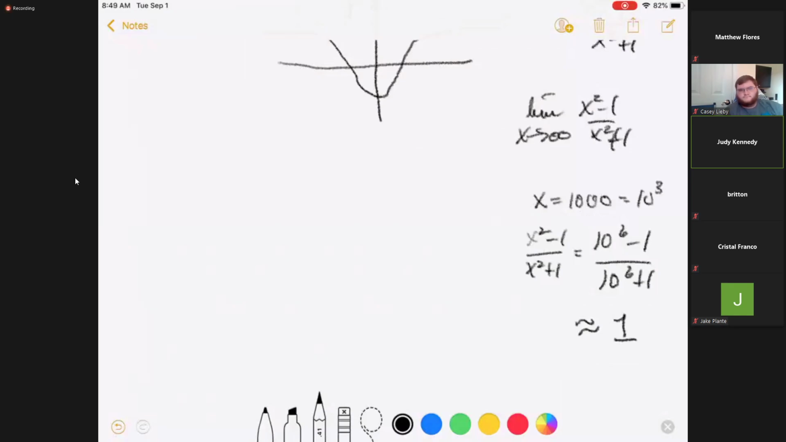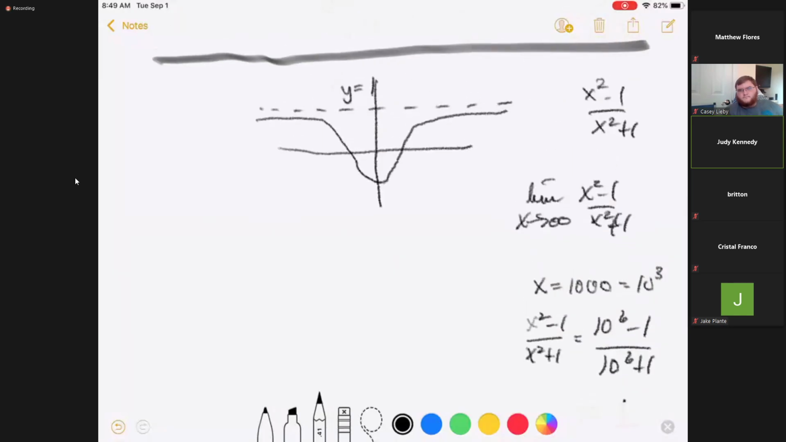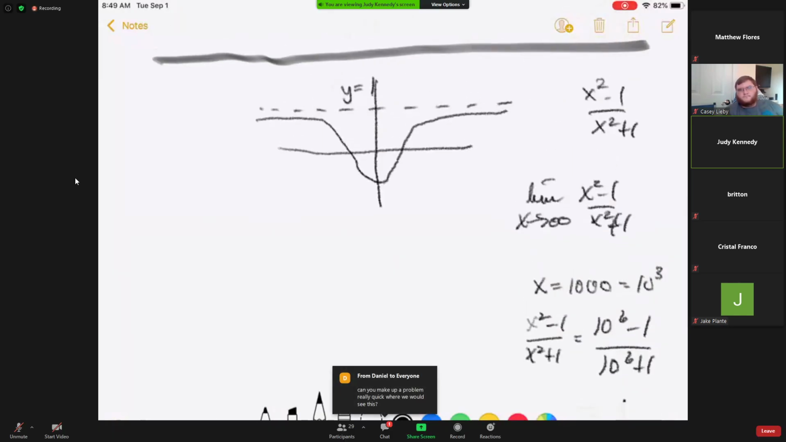Okay, 10 to the 6 is a million. So this 10 to the 6 minus 1 is 999,999, and 10 to the 6 plus 1 is 1,000,001. Those two numbers are only 2 millionths apart. They're pretty close, and one's in the middle. So this is close to 1. That's how you get that horizontal asymptote.